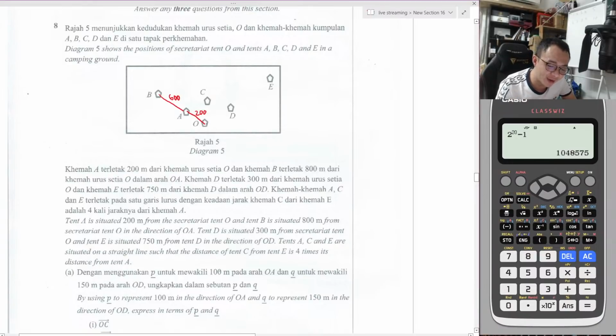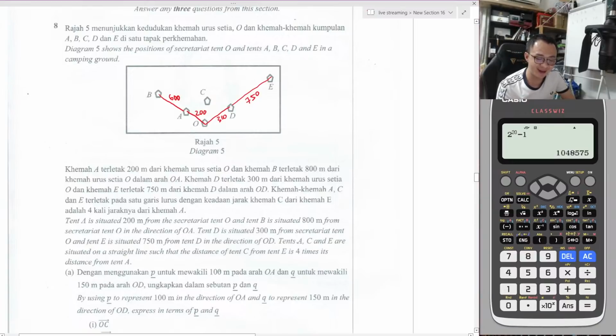10D is 300 from O. And E is situated 750 from D, not from O, 750 from D. So here in the same direction as well, I believe. Yeah, so in the direction of OD, so it's the same direction.